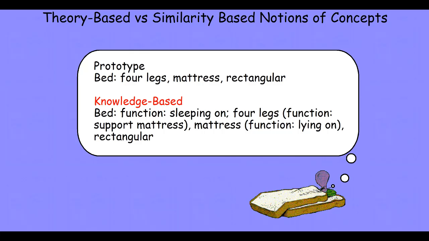So when we think of the theory-based concept, it's going to say, look, beds have a function. The function is for sleeping on. They have 4 legs. Those legs have a function to support the mattress. They have a mattress. That mattress has a function. That's what we lie on when we sleep. They're rectangular in shape. There's more structure and more relationships between the structures.